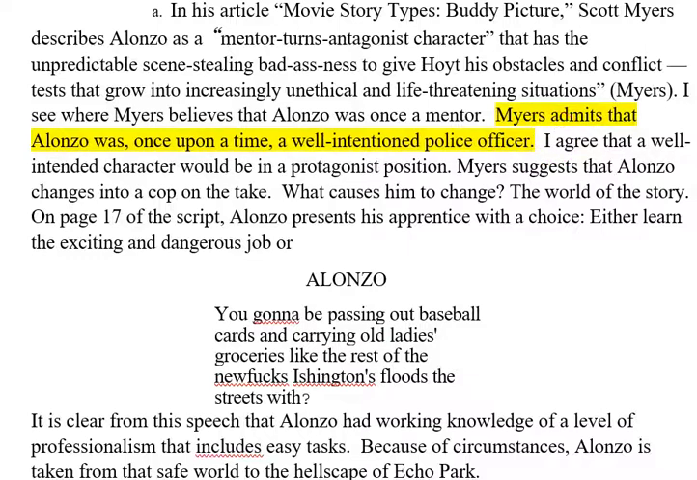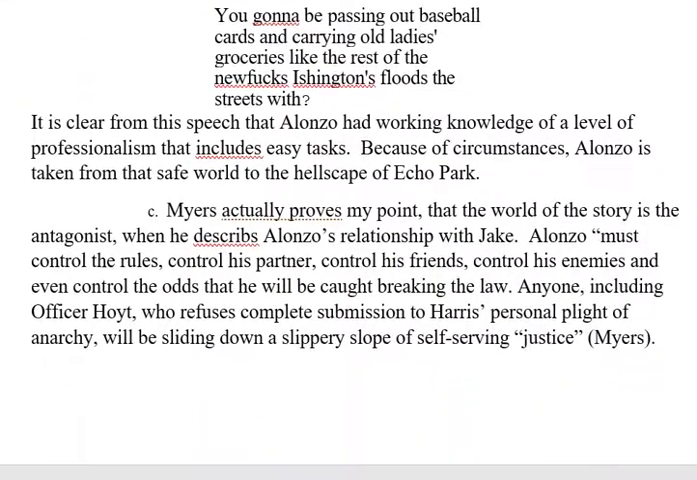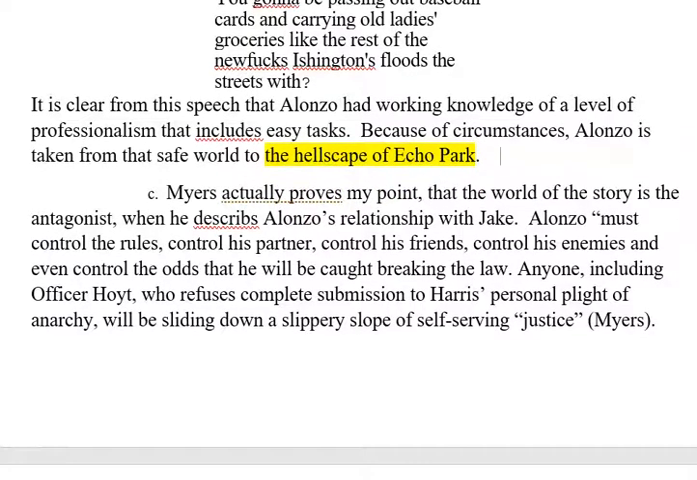So this sentence, Myers admits that Alonzo was, once upon a time, a well-intentioned police officer. That's what makes him a protagonist, the hero who is trying to get something accomplished. All right? The rest of that finishes up, and our transition sentence is hellscape of Echo Park. What does the reader want to hear now? That's right. What was the hellscape of Echo Park? Yes, good.